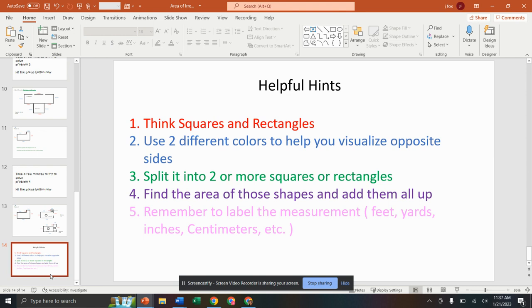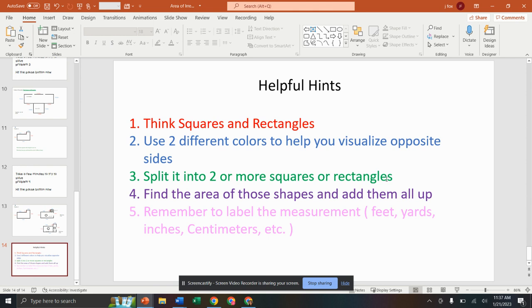Some helpful hints to remember when you're thinking about area of squares and rectangles and irregular shapes, okay? Here, it's good. Think squares and rectangles. You could use 2 different colors to help you visualize the opposite sides. So either highlighters to highlight the 2 different sides, or different color pencils, crayons, markers, whatever. Try to split it into 2. I would say try to do it to 2 shapes, but sometimes 2 or more squares or rectangles. And then once you have split up your irregular shape into squares and rectangles, find the area of all of those shapes and then add them up.